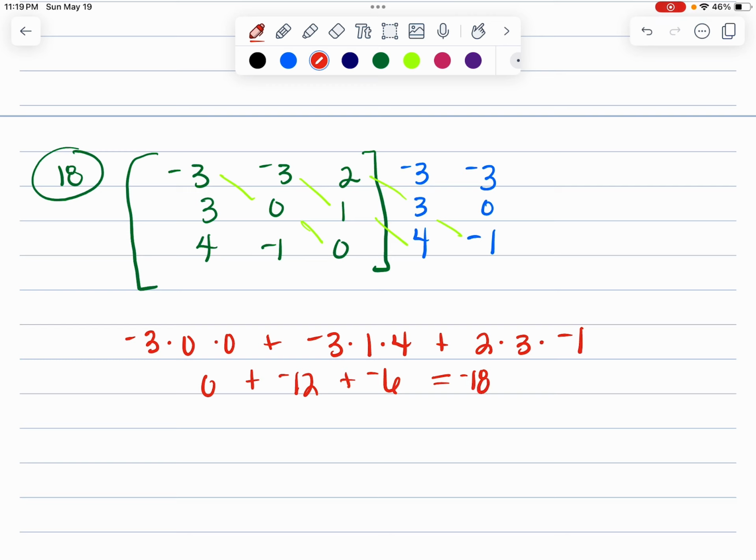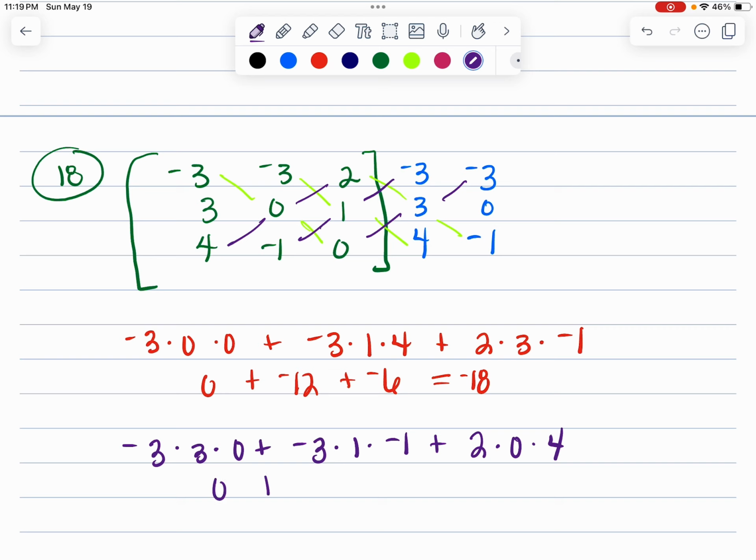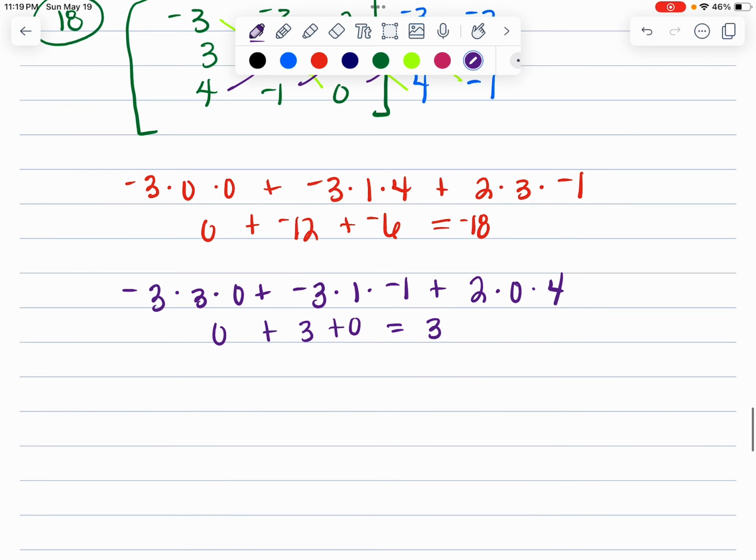Okay, so that's my left to right diagonal, and then my right to left diagonals are going to be these. So that would be negative 3 times 0, negative 3 times 1 times negative 1, and 2 times 0 times 4, which is going to give me 0 plus 3 plus 0, which of course is 3. And remember, it's negative 18 minus, that's always going to be minus 3. So my answer here is going to be negative 21 for the determinant on 18.